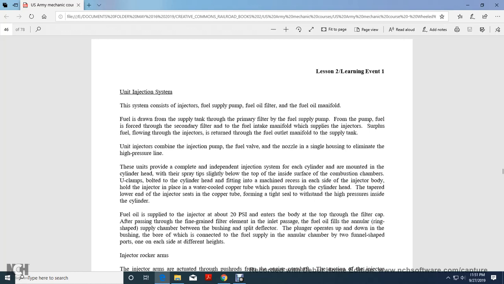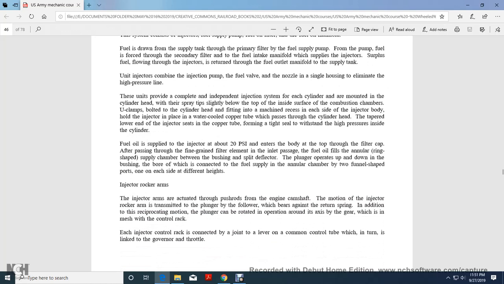Combined with the injection pump, the fuel valve with the nozzle in a single housing eliminates the high pressure line. The units provide a complete independent injection system, with each of the cylinders mounted in a cylinder head, with the spray tips, with the slide, with the bottom below the top of the inside of the combustion chamber, with the U-clamp and bolster on the cylinder head. Each injector body sits in a recess with a hole for the injector, with a plate for the water cooled copper tube passing through the cylinder head. The tapered lower end of the injector seals with the copper tube, forming a tight seal.